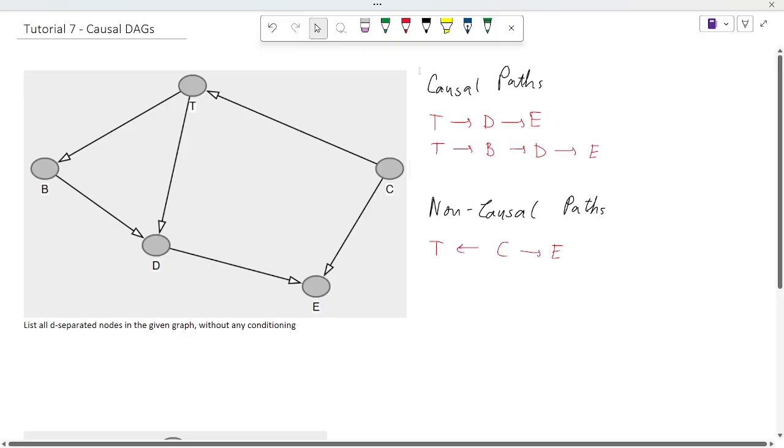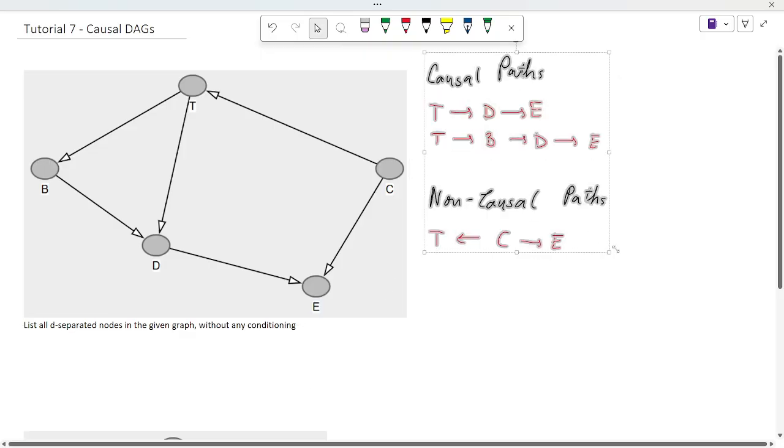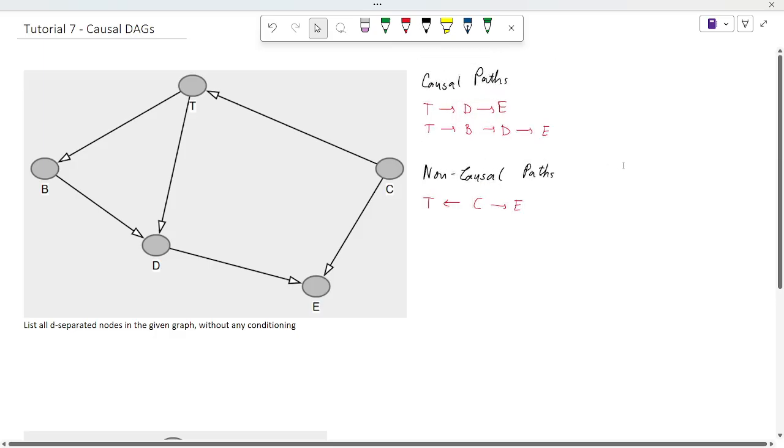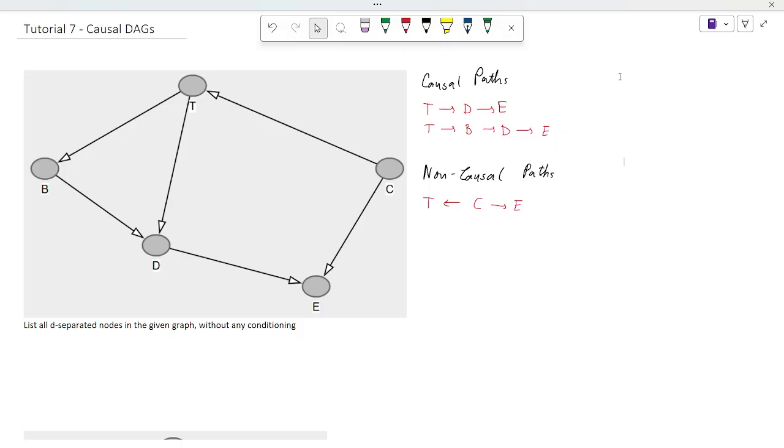All right. For now, I'm going to just move this slightly here, and I think that that should be all right. Does anyone here know what I mean when I say that two nodes are d-separated in a causal DAG? Or when are two nodes d-separated?